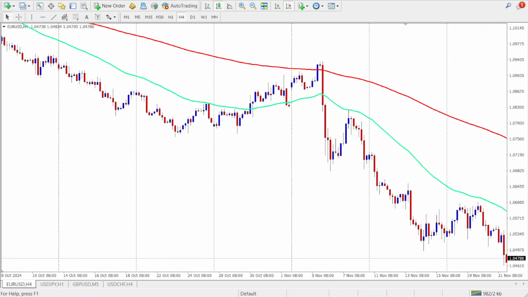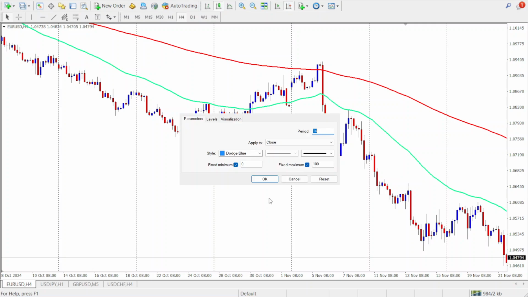Now, the moving average crossover is great for spotting trend reversals and market direction, but we need something else to help us avoid false signals, especially in volatile or sideways markets. That's where the relative strength index comes in.